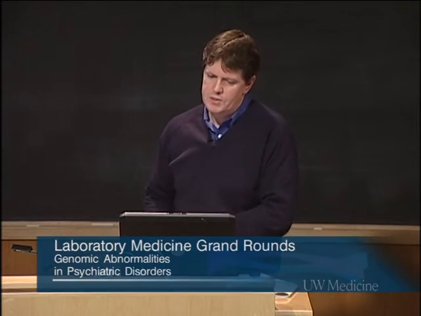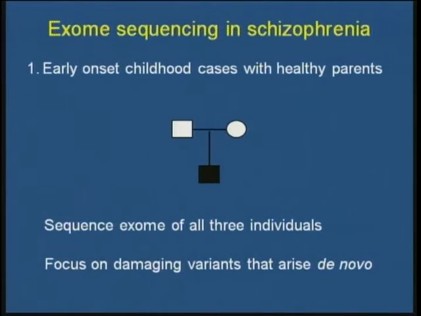And the final approach we're taking is exome sequencing. We have two strategies. The first is to look at early onset child cases where healthy parents are available to sequence too. We'll sequence all three individuals in a trio, mom, dad, and the affected child, and then focus just on the damaging variants that arise de novo.